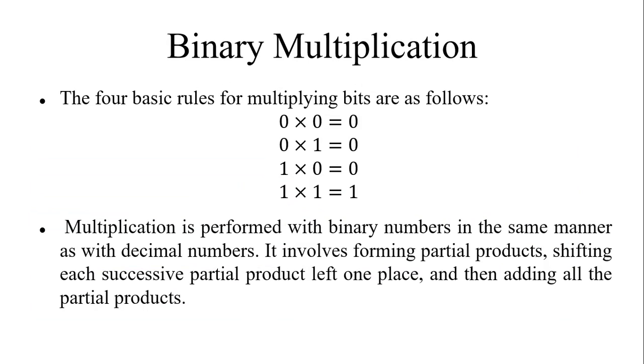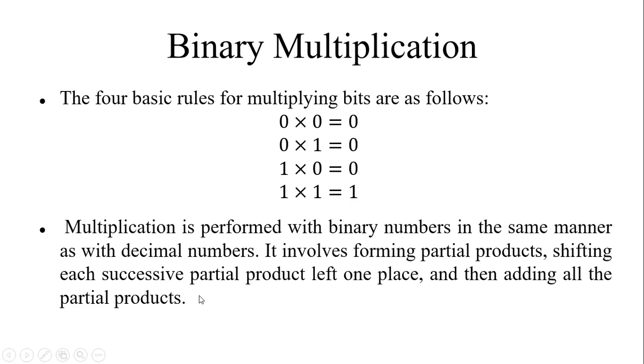Binary multiplication. The 4 basic rules for binary multiplication are as follows. 0 multiplied by 0 is equal to 0. 0 multiplied by 1 is equal to 0. 1 multiplied by 0 is equal to 0. 1 multiplied by 1 is equal to 1. Multiplication is performed with binary numbers in the same manner as with decimal numbers. It involves forming partial products, shifting each successive partial product left one place, and then adding all the partial products.